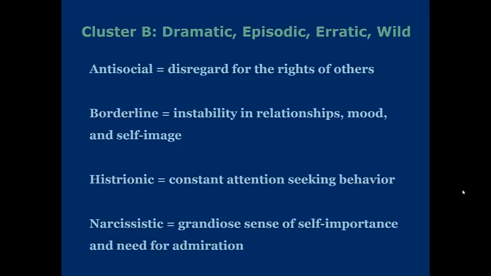The second cluster, Cluster B, involves dramatic, episodic, erratic, and wild behavior. These include antisocial behaviors, or disregard for the rights of others, borderline behaviors, instability in relationships, mood, and self-image, histrionic, or constant attention-seeking behaviors, and narcissistic, or grandiose senses of self-importance and need for admiration.